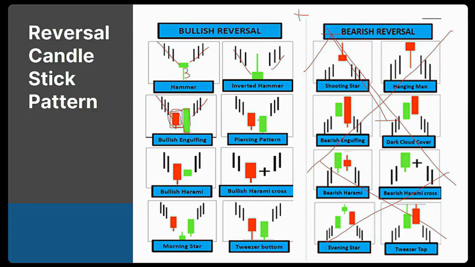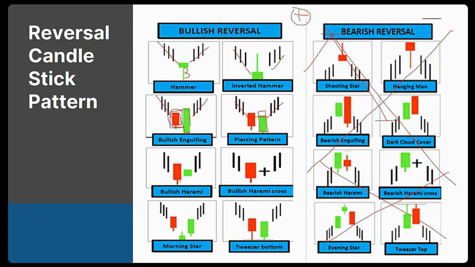Then we have the piercing pattern. This is not a full engulf, but again the price was coming down, and the price closes at least above half of the previous candle. If it completed it, then it would be an engulfing. But at least half will also do, and we call it a piercing pattern. The doji is also a single candle reversal. These are two candle reversals, where you need two candles to form a pattern.